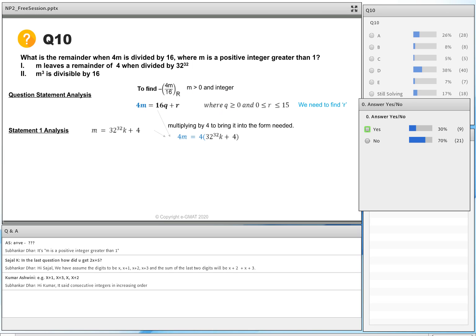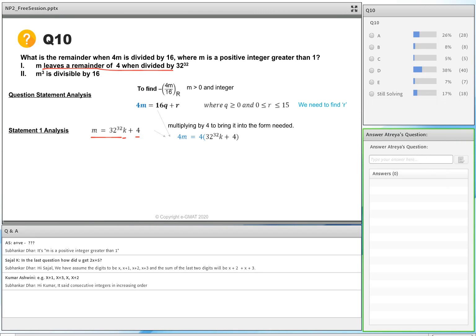Now, the first statement tells me that m leaves a remainder of 4 when divided by 32 to the power 32. So the value of m can be written as 32 to the power 32, that is the divisor, times the quotient, which is equal to k, plus the remainder, which is equal to 4. This is what I got from the statement, right? Let me hide the yes/no poll here. So this is the information that I'm getting from the first statement. Now, this is the value of m. I need to find out about 4m, so I'll multiply this entire part with 4, right? So the value of 4m would be 4 times what I had, the value of m.